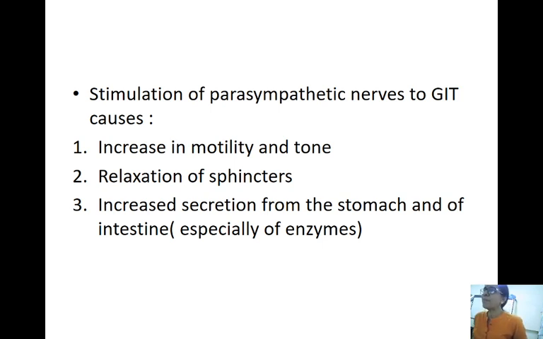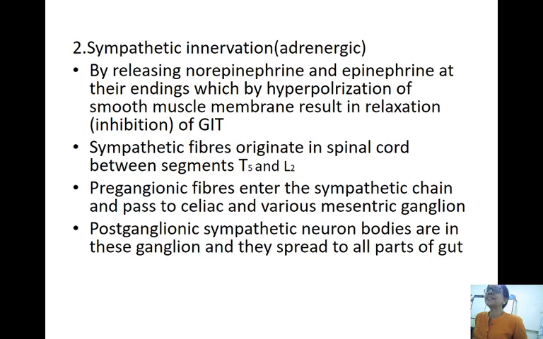Coming to the sympathetic nerve supply, sympathetic innervation is called adrenergic innervation. Adrenergic means the neurotransmitter is noradrenaline or adrenaline. Noradrenaline or norepinephrine, and adrenaline or epinephrine, are one and the same. By releasing norepinephrine and epinephrine at their nerve terminals, it causes hyperpolarization of the smooth muscle membrane, resulting in relaxation of the GIT.